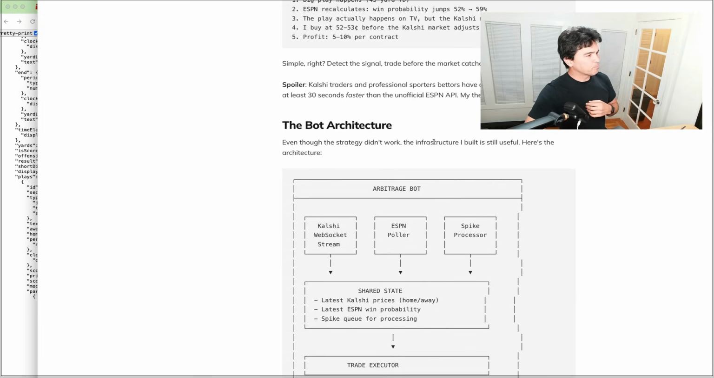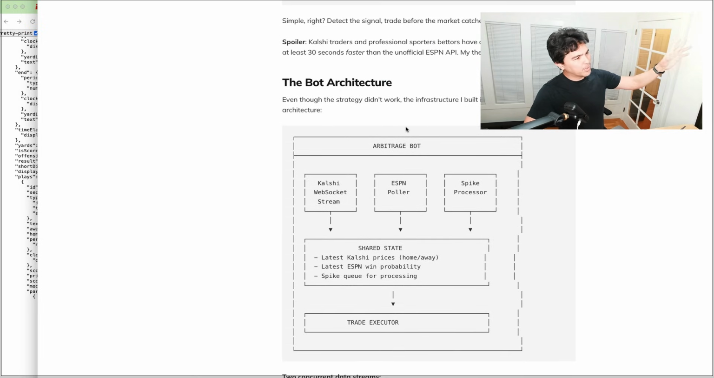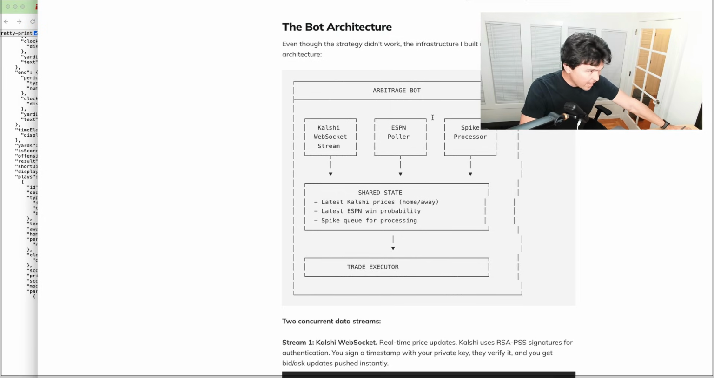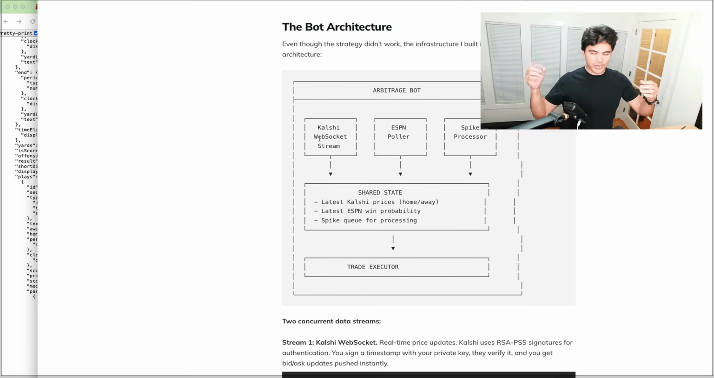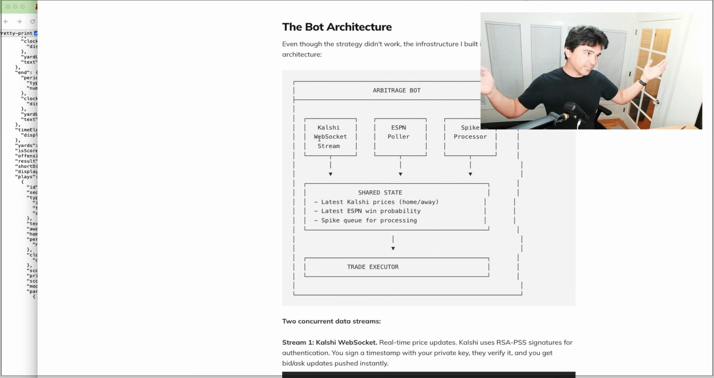just to nerd about with. And then I put a bot architecture here. And so the idea here is we have the Kalshi WebSocket stream. And so we're just streaming in bid and ask data for a particular event. In this case, this is the Seahawks versus the 49ers, and we're getting bid and ask data.